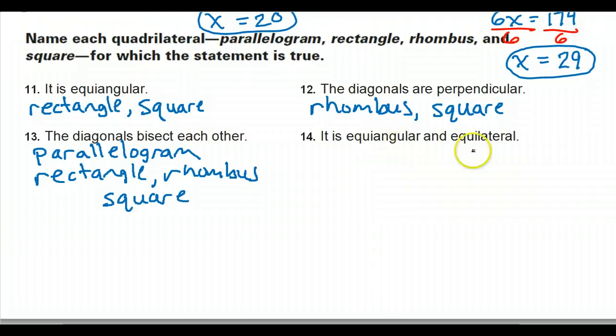Equiangular and equilateral. Equiangular means all the angles are the same. Equilateral means all the sides are the same. Well, the ones that were equiangular were rectangle and square because they had all the 90 degrees, but only the square is going to also have all the sides the same. So number 14 is only a square that satisfies that one.